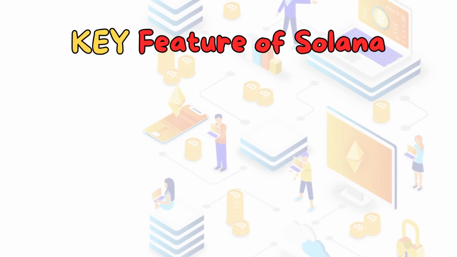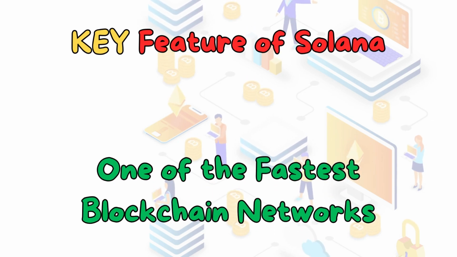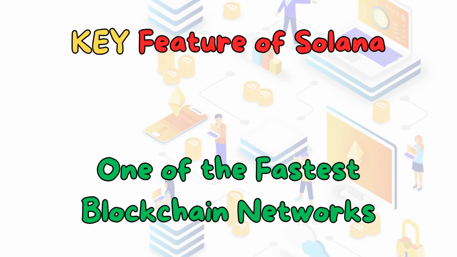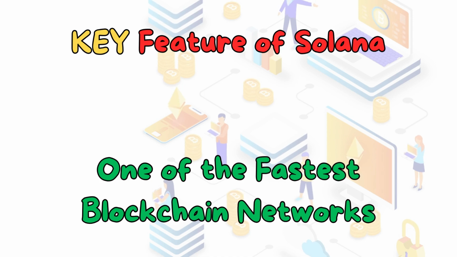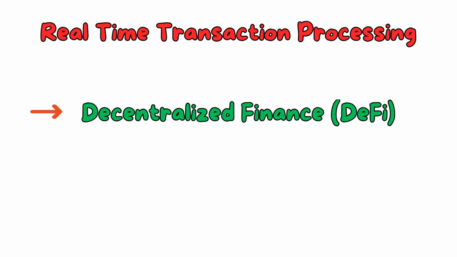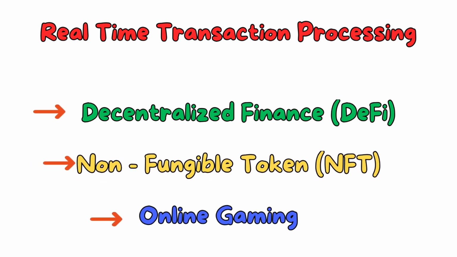One of Solana's key features is its ability to handle thousands of transactions per second, making it one of the fastest blockchain networks available. This high throughput makes it suitable for applications that require real-time transaction processing, such as decentralized finance, DeFi platforms, non-fungible token, NFT marketplaces, and online gaming.